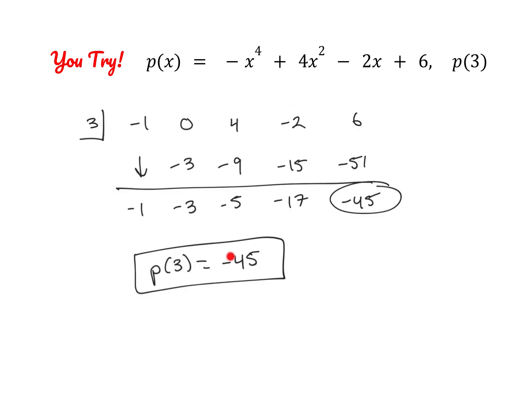All right, go ahead and check your work here. You do need to be careful that you have that 0 placeholder for your x cubed term, but here, using synthetic division and the remainder theorem, we can find that p of 3 is negative 45.